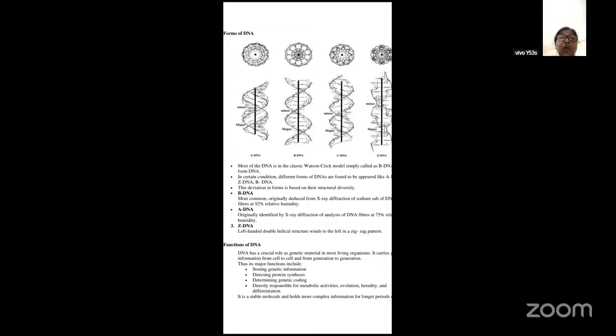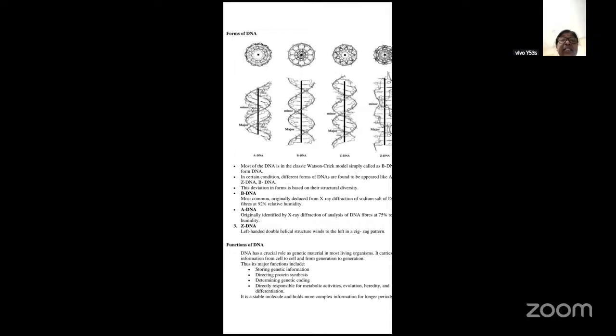B-DNA is the most common. It was originally deduced from X-ray diffraction of sodium salt of DNA fibers at 72% relative humidity. A-DNA was identified by X-ray diffraction analysis of DNA fibers at 75%. Whereas Z-DNA is a left-handed double helical structure, which turns to the left in a zigzag pattern. That is how they identified the other forms of DNA.